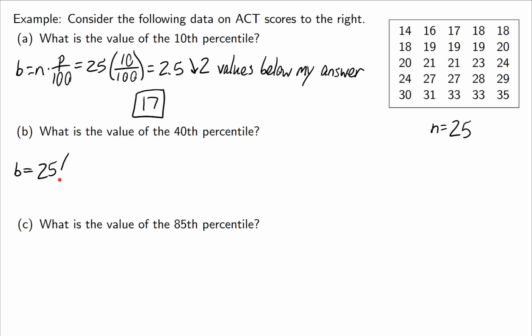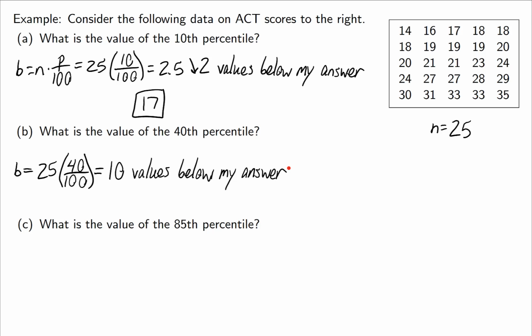N is still 25, and now I'm doing 40 for my percentile. If I calculate this, I get 10 this time. 10 is an exact number, and it's the number of values below my answer. Again, the number of values below it, numerically below it.